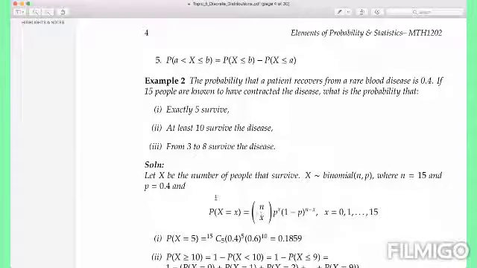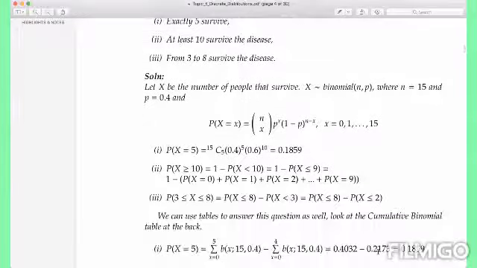This is okay. Now, the problem arises when you want to get at least 10 survive. Those are many computations to be done. At least 10 means 10, 11, 12, all the way up to 15.